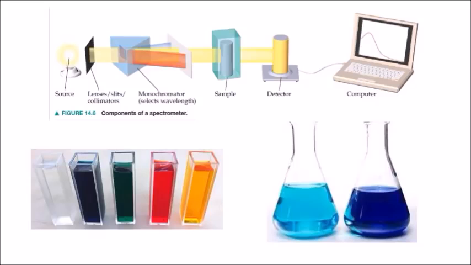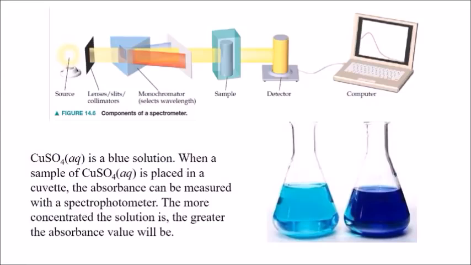So you can use spectrophotometry to calculate the concentration of solutions that absorb visible light. So this copper sulfate is a blue solution. When a sample of copper sulfate is placed in a cuvette, the absorbance can be measured with a spectrophotometer. And the more concentrated the solution is, the greater the absorbance value will be.